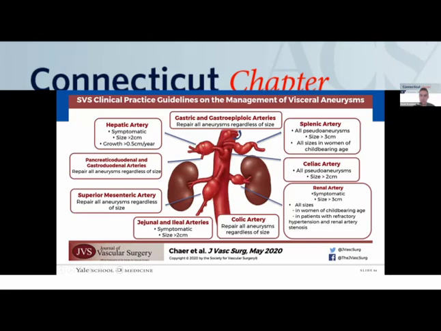Hepatic artery typically is a 2 centimeter threshold. Renal artery is a 3 centimeter threshold, usually because renal artery aneurysms typically don't rupture. They more often have occlusive disease. But the splenic artery aneurysm is the one I think is the most well represented.